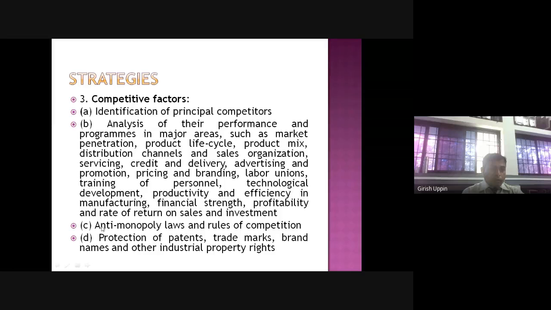Next is anti-monopoly laws and the rules of competition. This is about anti-monopoly. Monopoly is when you are the only player in that particular area.